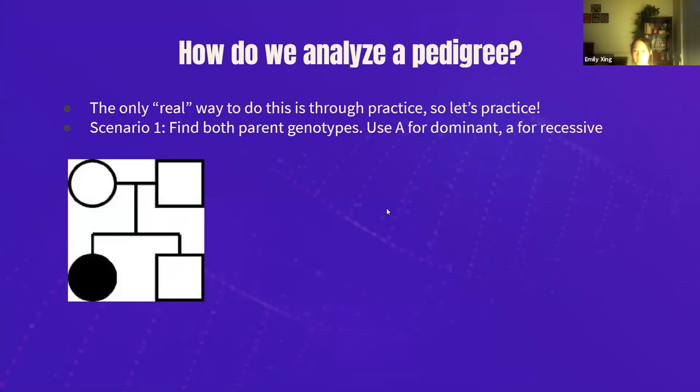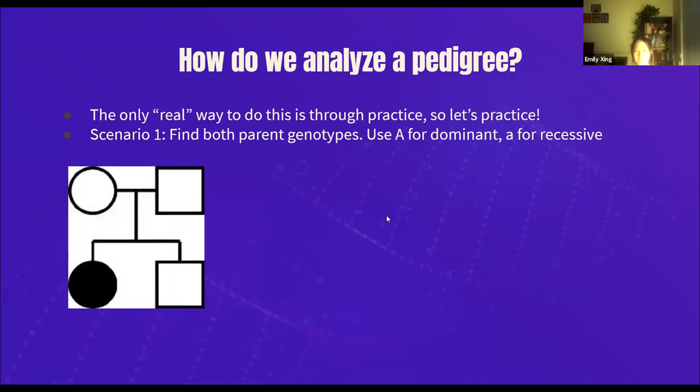So how do we analyze a pedigree? The only real way to analyze it and be able to recognize it is through practice. So let's do a quick mini quiz here. Your job is to find the genotypes of both parents. Let's say the trait here, we're looking at trait A. So capital A is dominant and little a is for recessive.